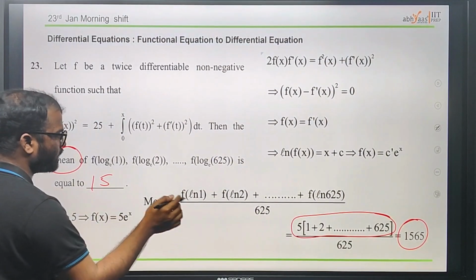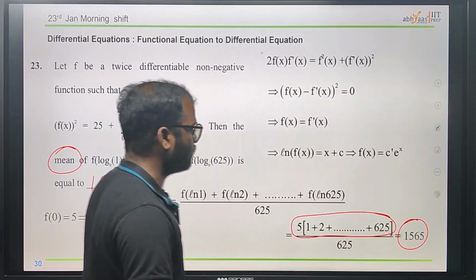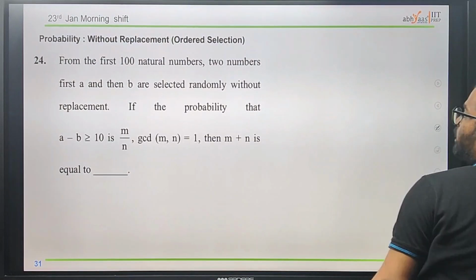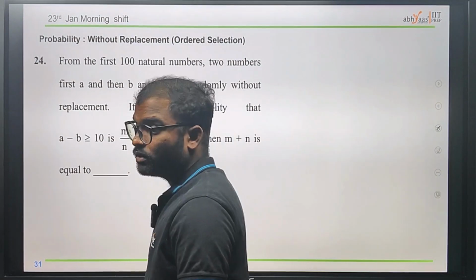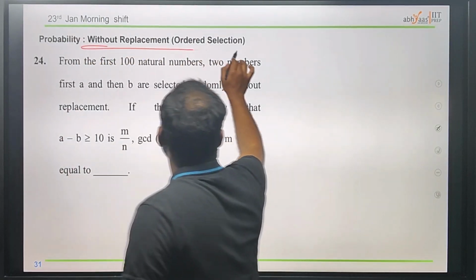Using the nth term, you can easily find this one, which is nothing but that one. Okay, next thing we have probability without replacement or selection.